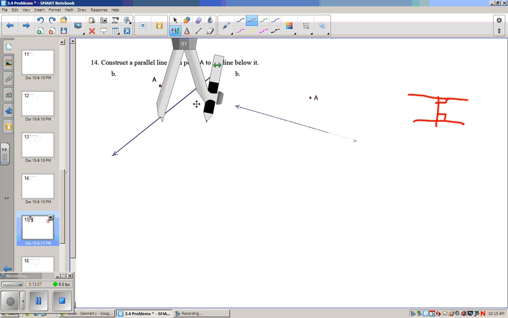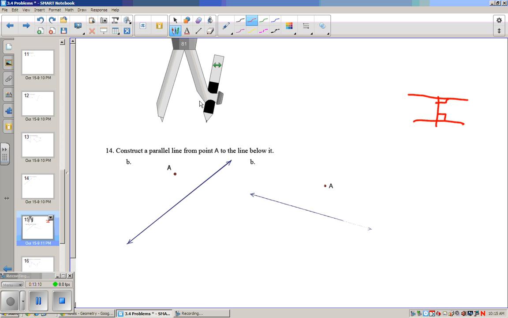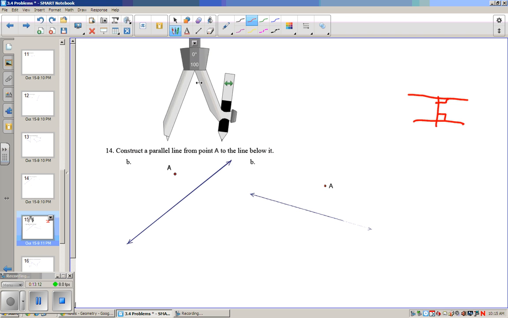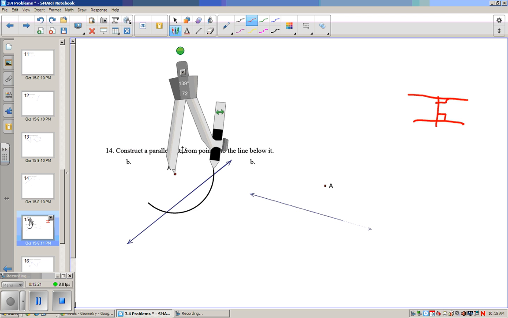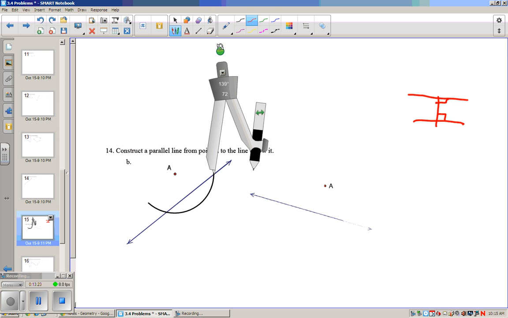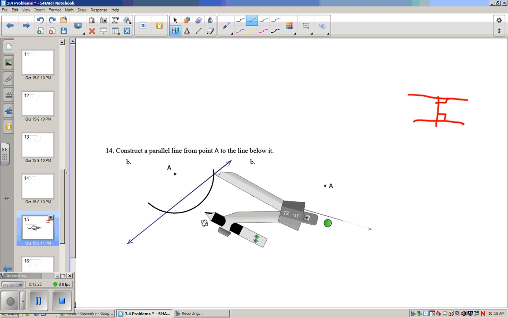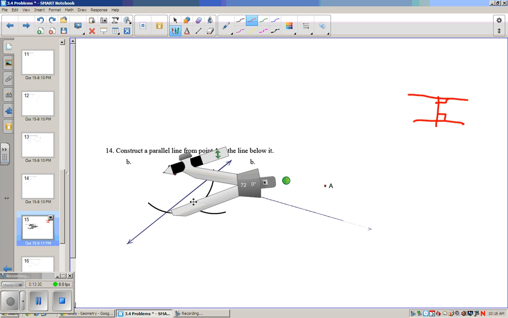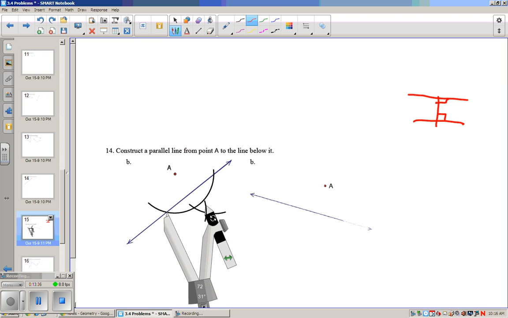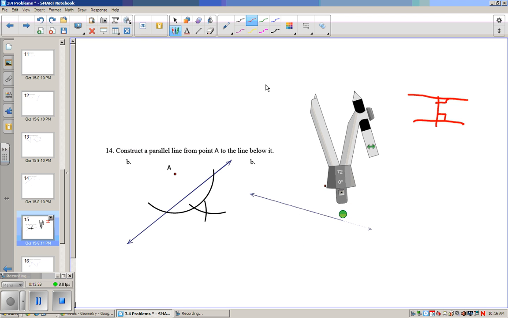So what I want you to do first is to construct a perpendicular line from point A to the line. Now we did this construction yesterday. We start with an arc. We go to the intersection. We make an arc below. And we make an arc from the other intersection. All right, so I've just constructed a perpendicular.